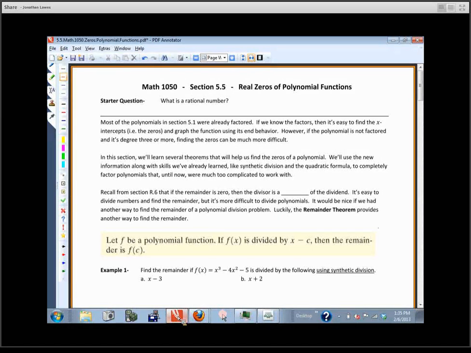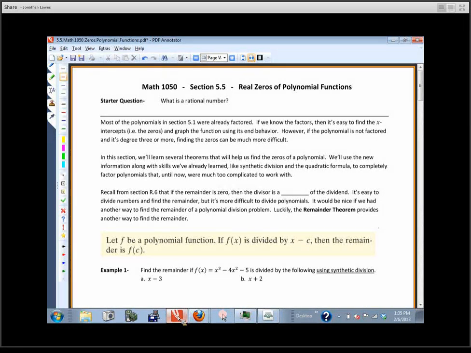Okay, so there's a starter question here, and it is, what is a rational number? What is a rational number? I think it's a whole number. Whole numbers are a specific type of rational number. Okay, whole numbers are rational numbers. What's that? Pi, you're right. Pi is not a rational number.